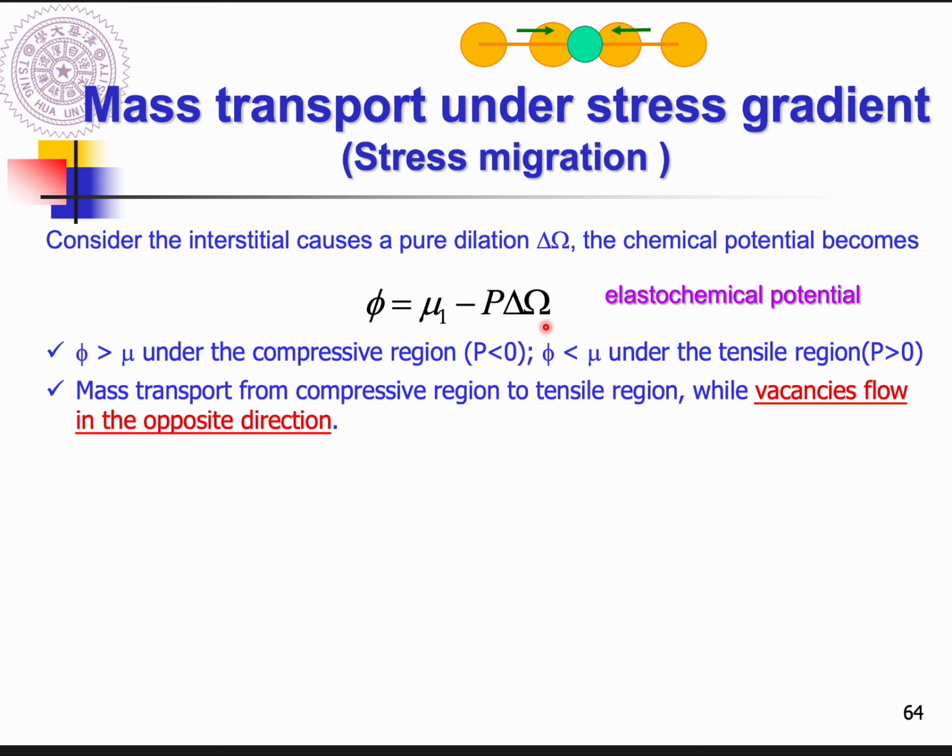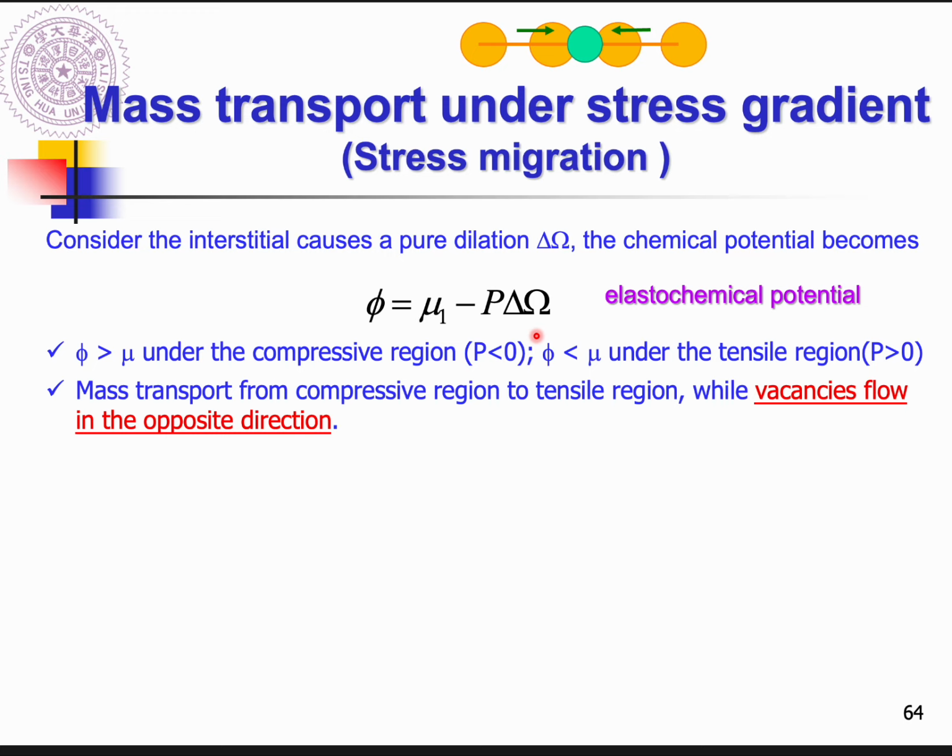Compressive stress times the delta omega. But on the other hand, if we talk about a tensile stress, the tensile region, then the chemical potential will be smaller than mu1, right? So it's minus an extra term. So here P is positive, so you use mu1 minus a positive term.